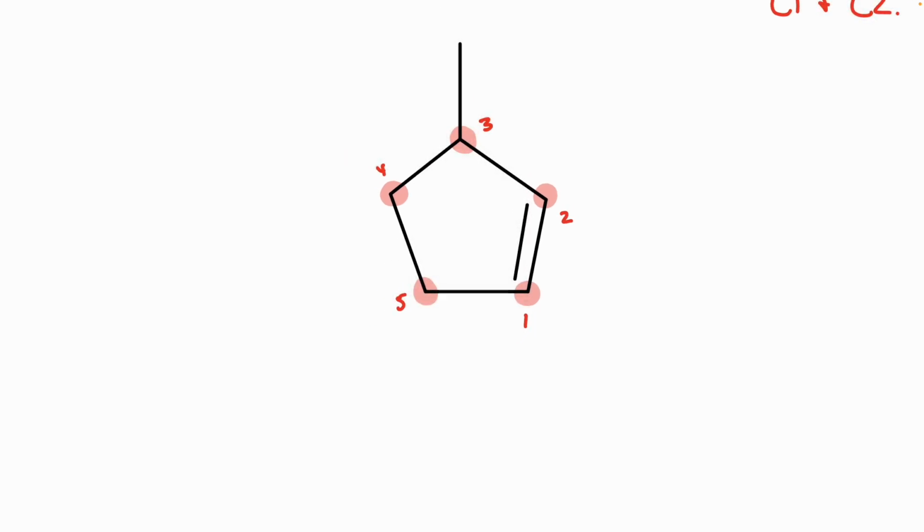Okay. So this would be 3-methyl cyclopentene. Okay, again, I don't have to indicate where that double bond is because it's always between carbons 1 and 2, right? Whenever you have a ring, a cyclo and an ene, you always know the position of that double bond. So 3-methyl cyclopentene.